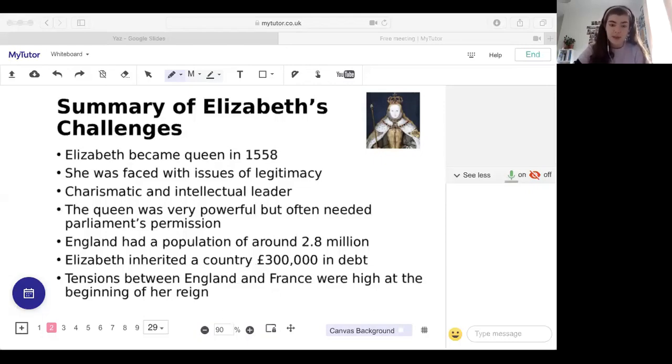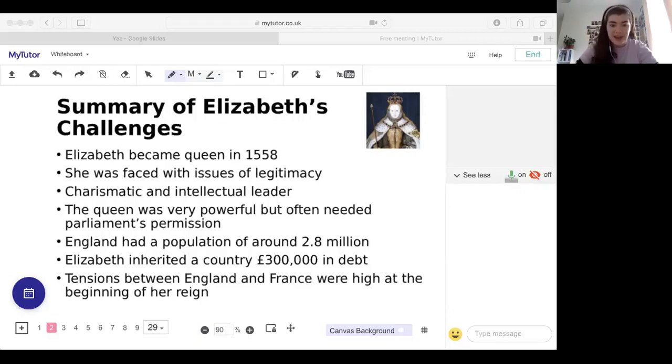England had a population of around 2.8 million, roughly 10% lived in cities and towns, and 90% lived in the countryside. Elizabeth inherited a country that was £300,000 in debt. Over her reign, she sold off crown lands and reduced her expenses to pay off the debt. The tensions between England and France were high at the beginning of the reign. She officially surrendered Calais to France to avoid war, and then tensions began to spring up with Spain.